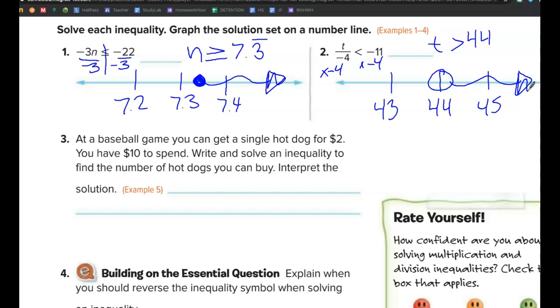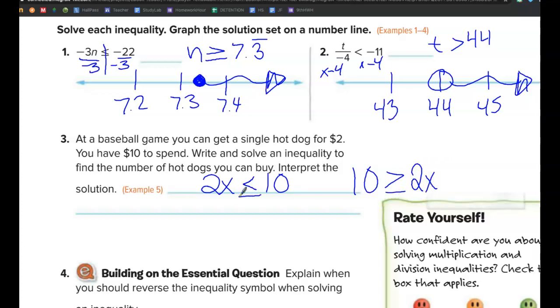And Carter, at a baseball game, you can get a single hot dog for $2. You have $10 to spend. Write and solve an inequality to find the number of hot dogs you can buy. What was your inequality? 10 is greater than or equal to 2x. So you had it this way, but reverse. Yep. So Carter had it written 10 is greater than or equal to 2x, good.